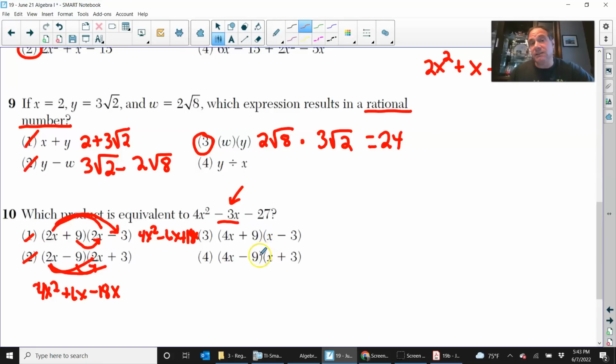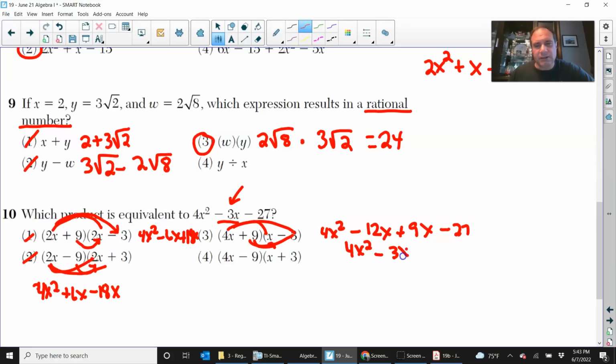It's pretty easy. 4x times x is 4x squared. 4x times negative 3 is negative 12x. And then 9 times x is positive 9x. I could stop there. 9 times negative 3 is negative 27. So if I combine this, this is 4x squared minus 3x minus 27. And that's exactly what I have here. That is your answer. No need to check 4.